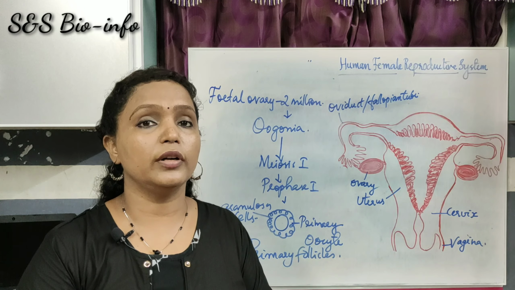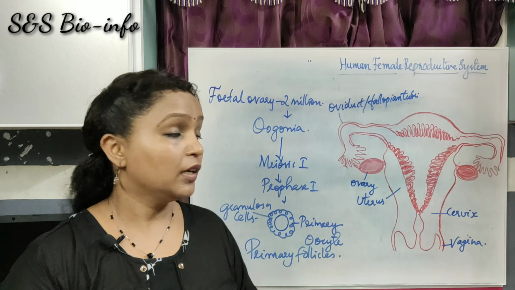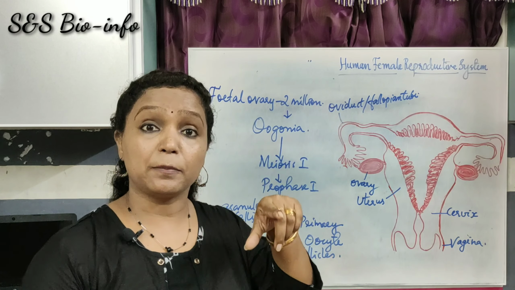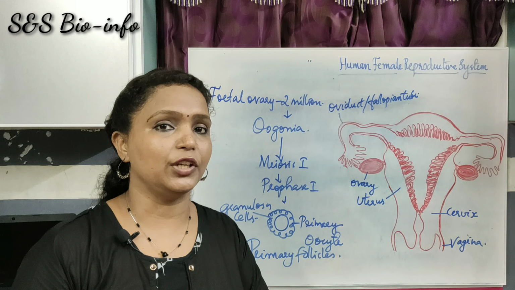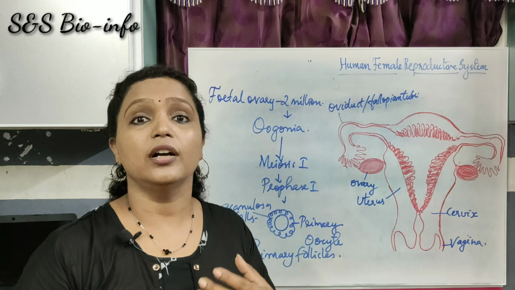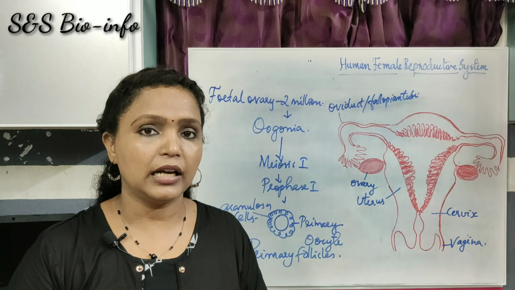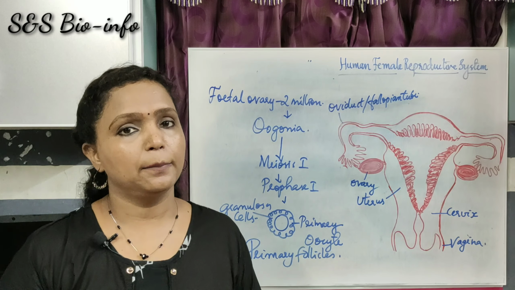No more oogonia are added after the birth of the female child. The maturation of these primary follicles restarts at the onset of puberty in the human female. That means each primary follicle begins to mature, then the menstrual cycle begins. So the actual reproductive phase of the human female begins.